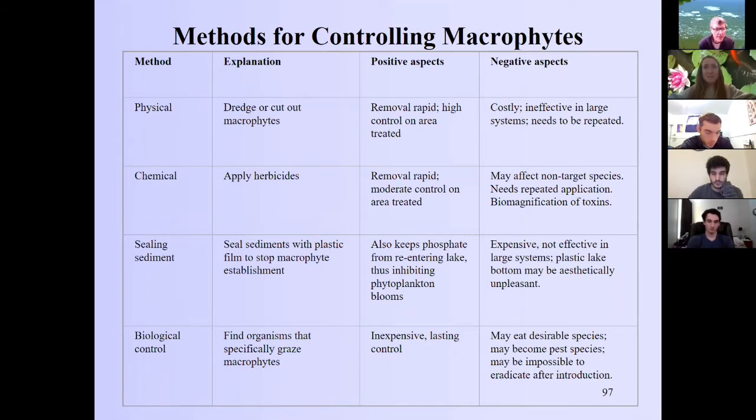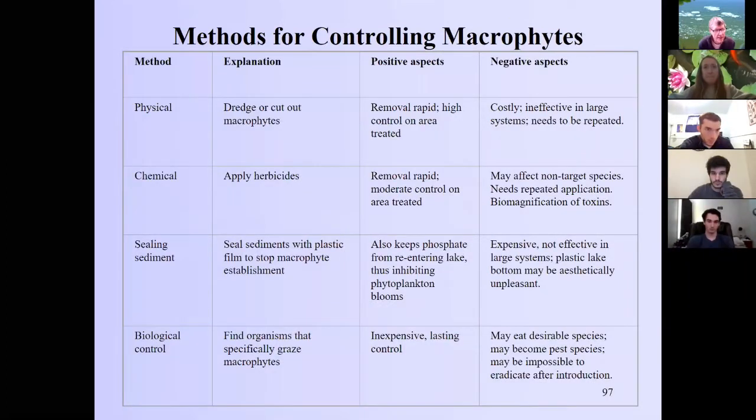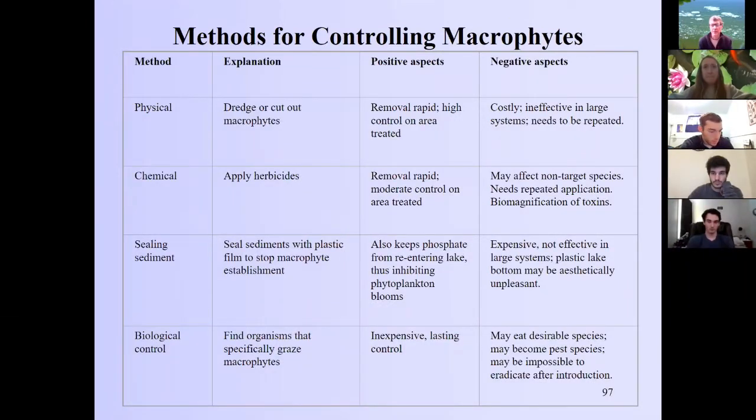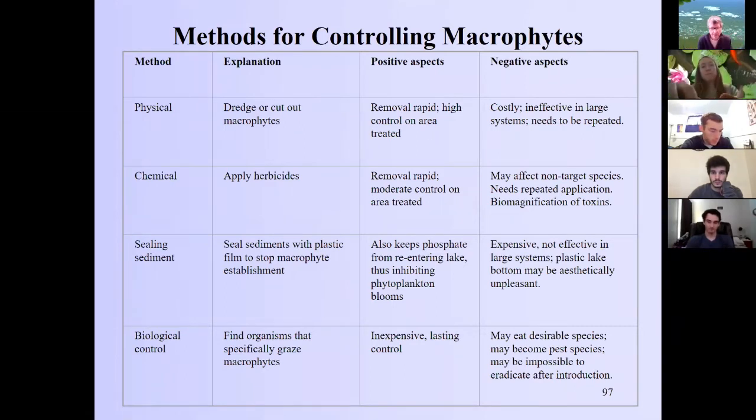I don't actually have that in here. Wait, maybe it's the next page. No, I don't necessarily have that in here, but we also talked about in reservoirs, if you lower the level in the winter, you can dry out and freeze the macrophytes, and then when it comes back up again, they're gone. So that's another method that's used.